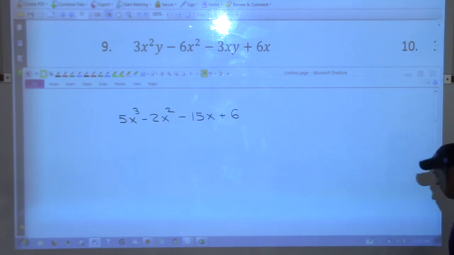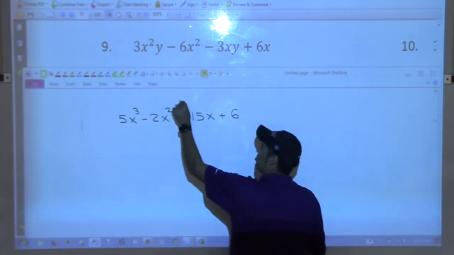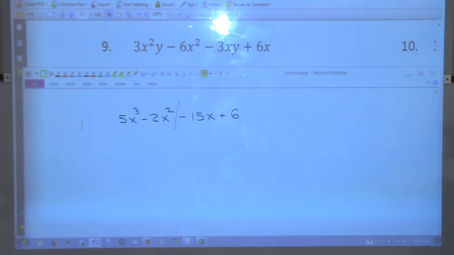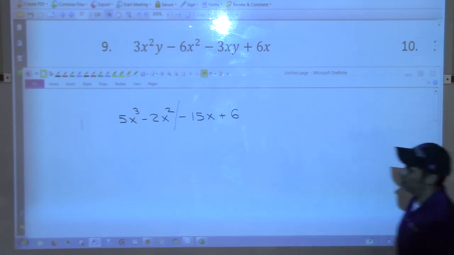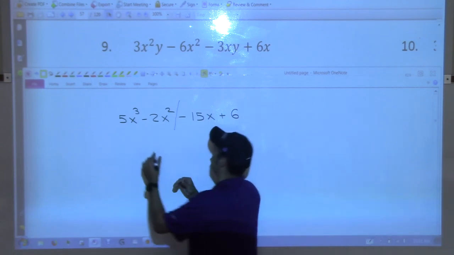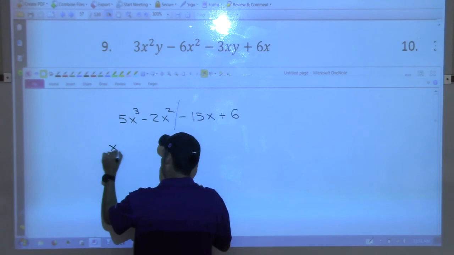You want to keep going? Sure. So you would group it. Okay, grouping, because there's 4 terms. And then you want to pull a GCF out of the first 2? I got x squared. Yeah, so these two, the only thing they have in common is an x squared. So we'll do x squared out.